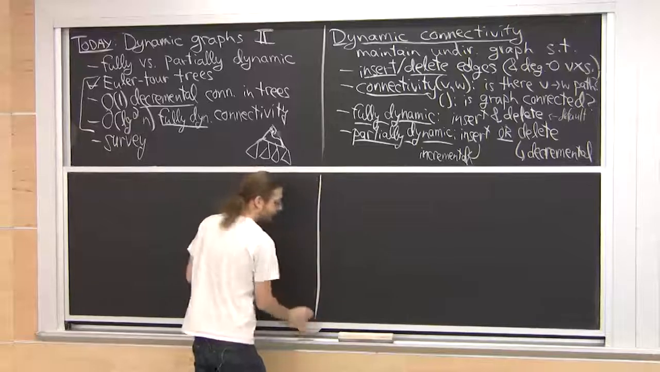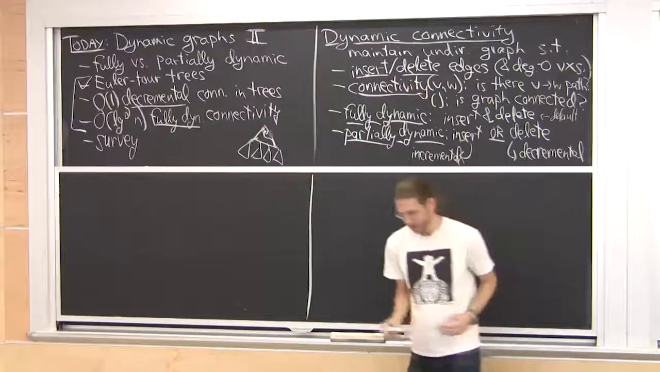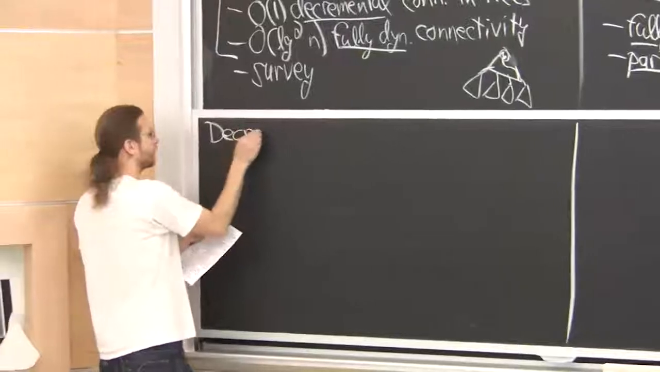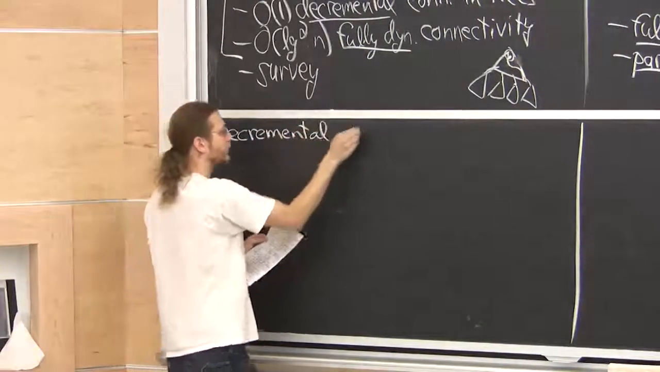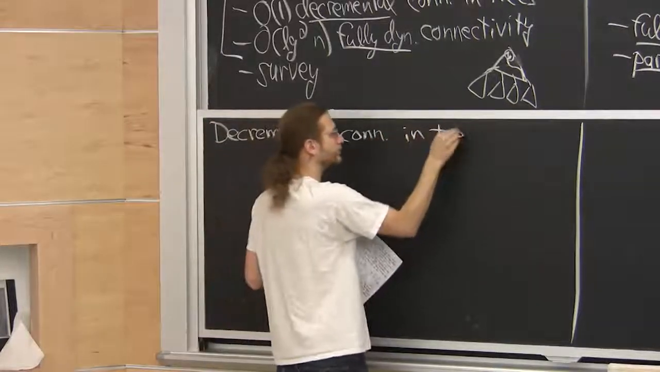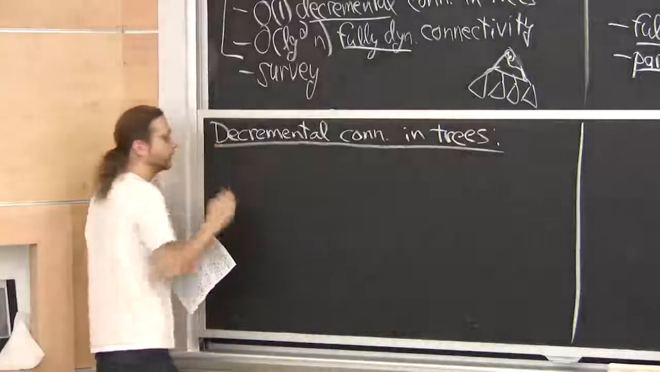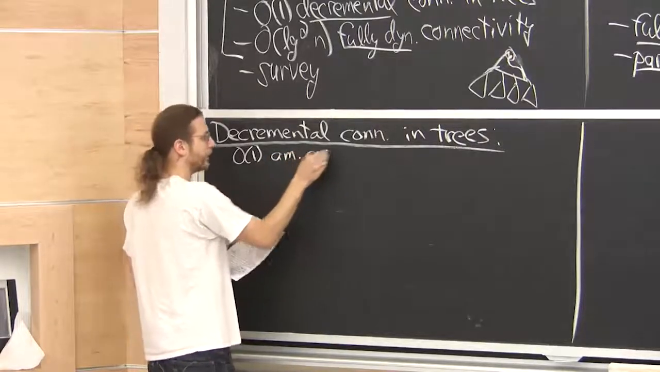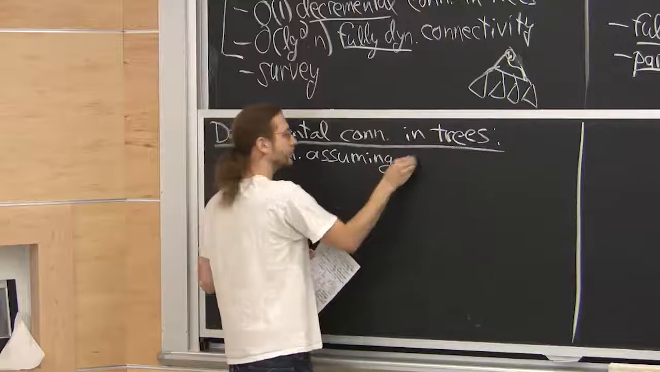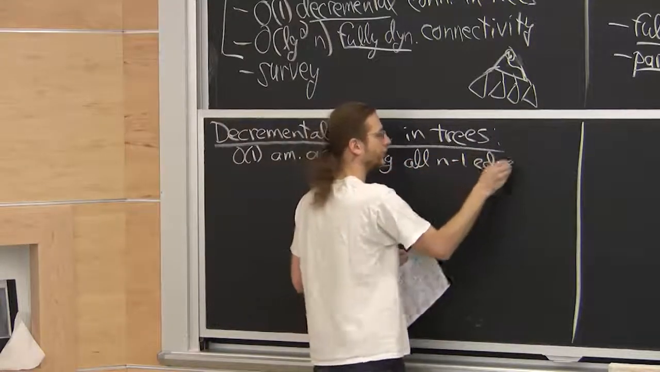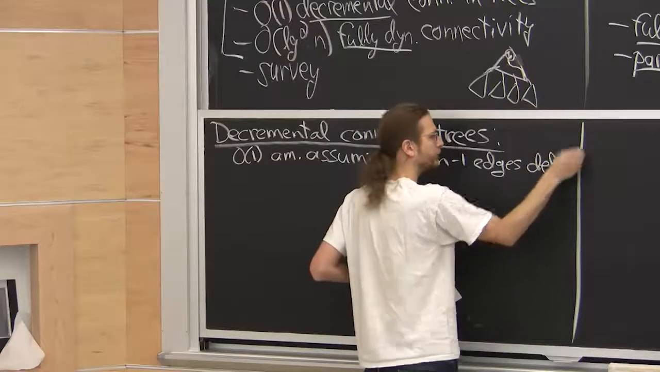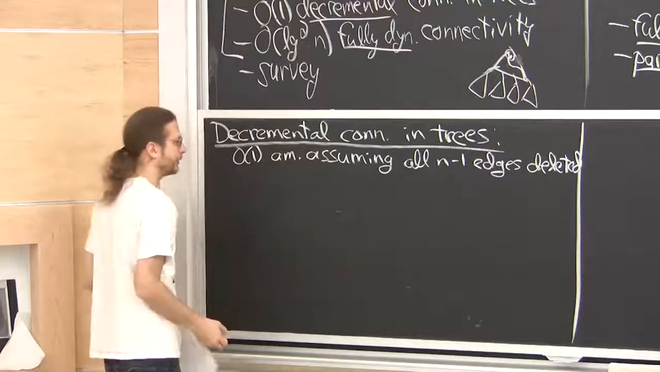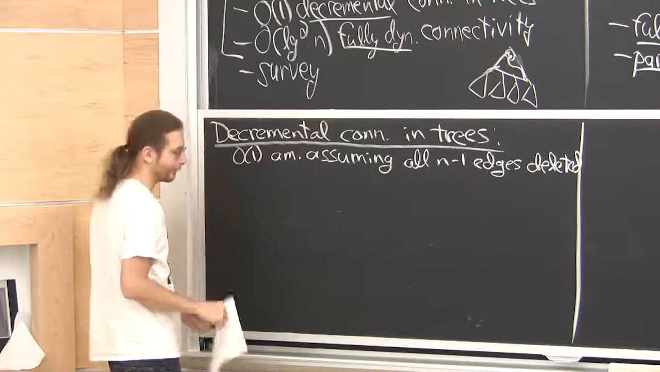Constant time per operation. This is just a fun little result. It's fun because it uses some techniques we know. So the bound is constant amortized, assuming all edges get deleted. We need to assume this essentially because we're amortizing against the future, so we need to get all the way to the end. So overall, over n operations, it's going to take order n time.